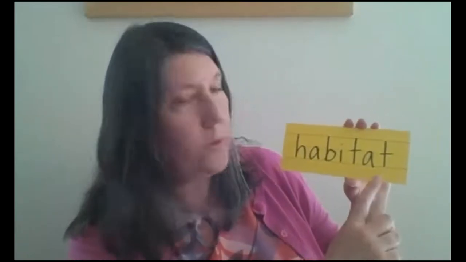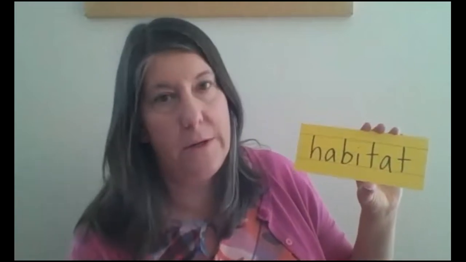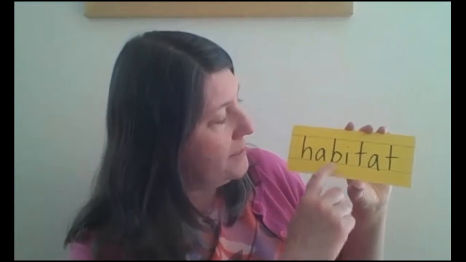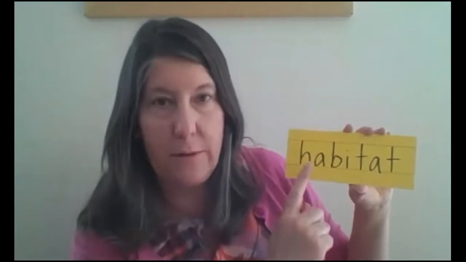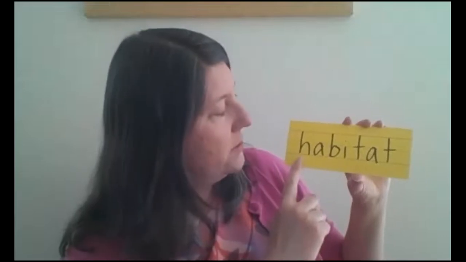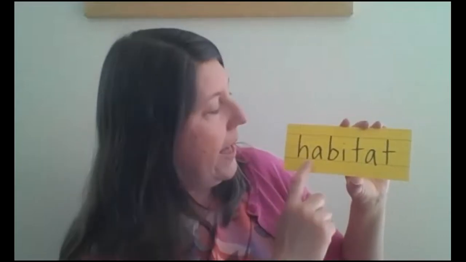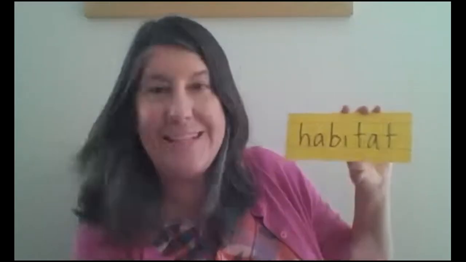So inside this word habitat, take a look at it. Do you see any words that you know? Are there any words here that you already know? I see some words. I see ha, I see bit, and at. So you always want to start at the beginning of the word and put those parts together. So ha, bit, at. Habitat, habitat. Good. All right, next word.